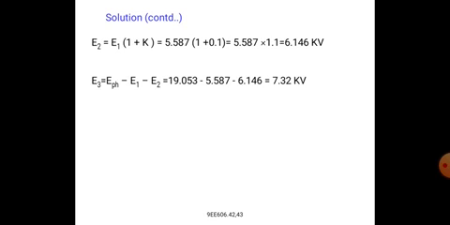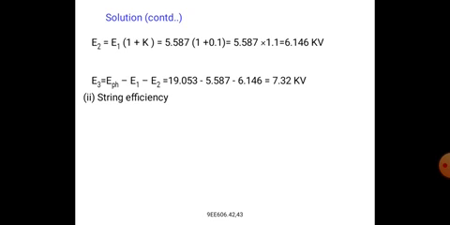Similarly, E3 is equal to E1 into (1 plus 3K plus K square). We already have the formula E phase is equal to E1 plus E2 plus E3. So from both the formulas we have to find the value of E3. E3 is nothing but E phase minus E1 minus E2, that is 7.32 kV. So the voltage across each insulator is found.